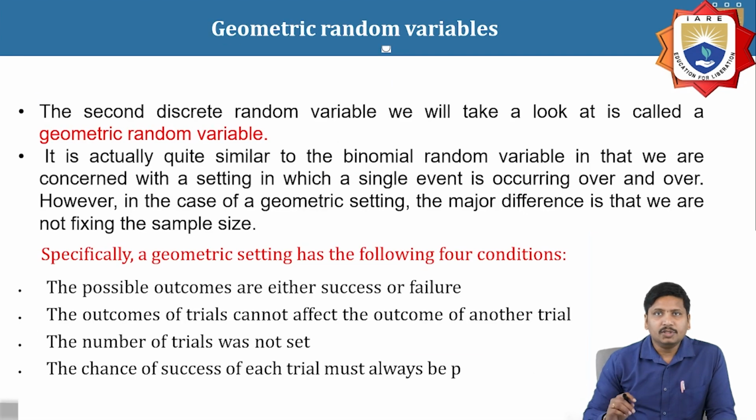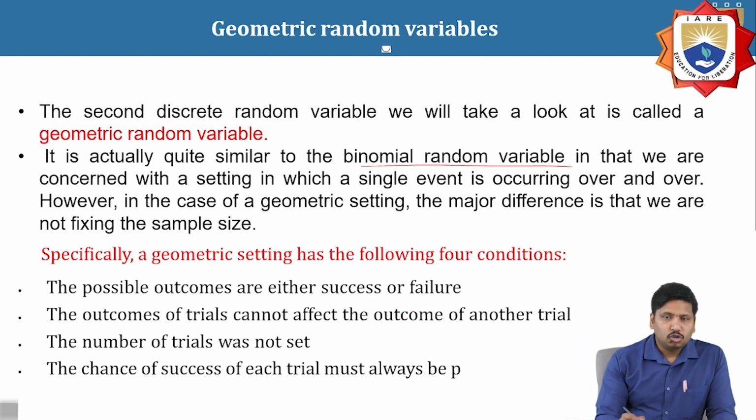And the second one is the geometric random variable. So this is the second random variable. Actually, this is quite similar to the binomial random variable in that we are considering a single event to occur over another. However, in geometric settings, the major difference is that we're not going to fix the sample size.